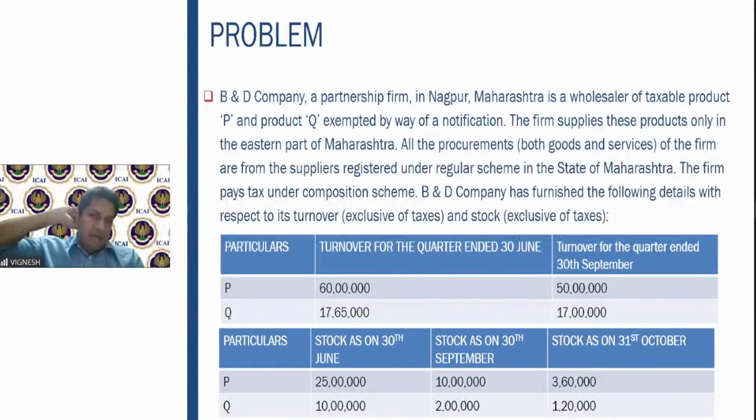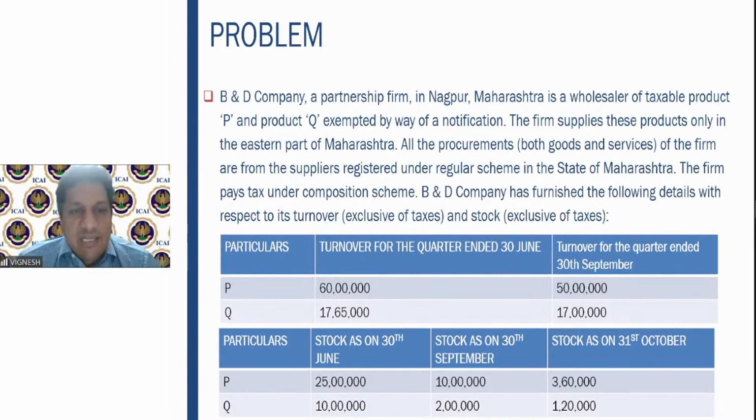B&D, a partnership firm in Nagpur, Maharashtra, is a wholesaler of taxable product P and product Q, exempted by way of notification. This firm supplies these products only in the eastern part of Maharashtra. All the procurements, both goods and services, of the firm are from registered suppliers registered under the regular scheme in the state of Maharashtra.